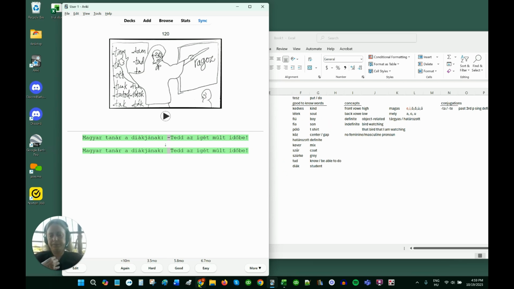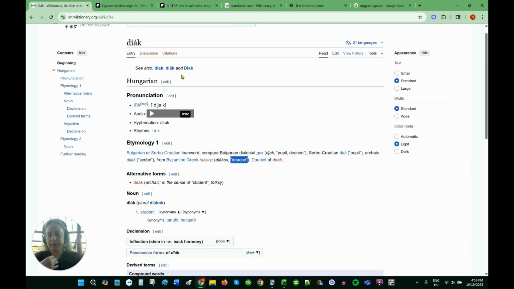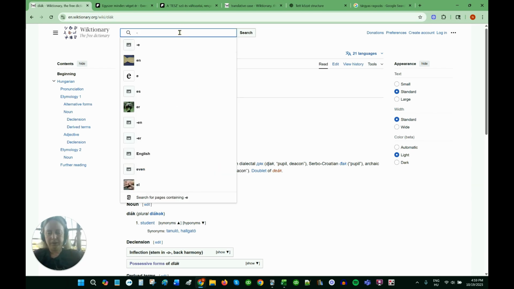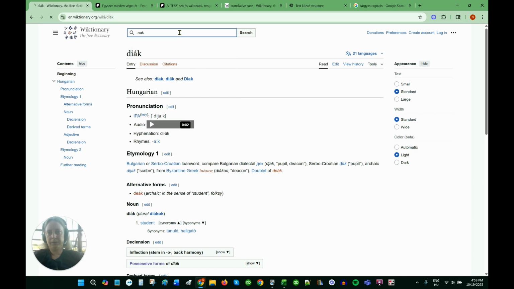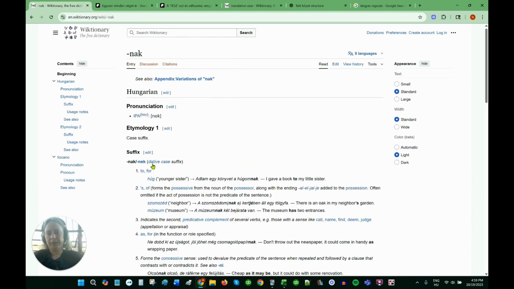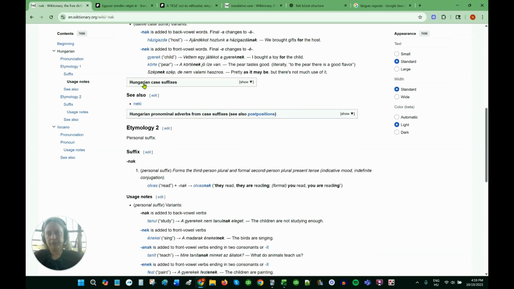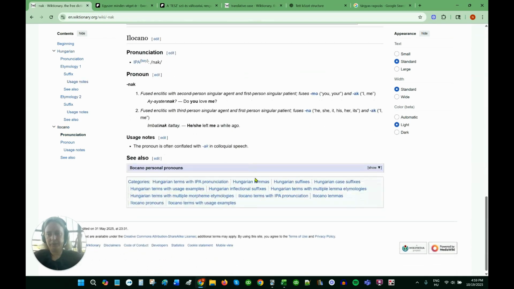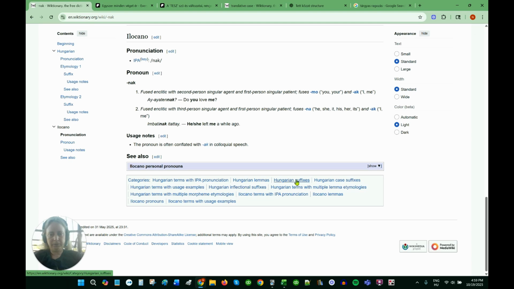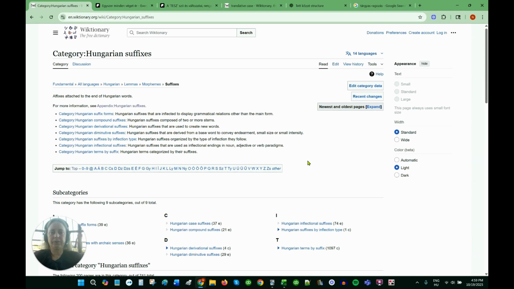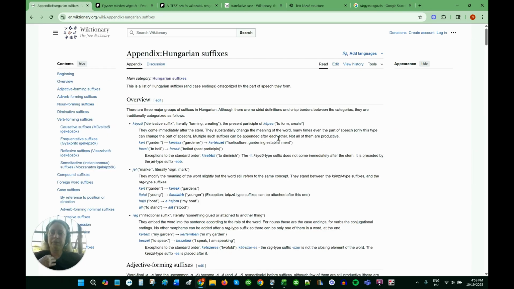Like if we look in the suffix, let's go back to the suffix page. Where was that page? Talking about suffix. First, let's look at nak. There's a suffix for you. It's the dative case suffix. Where's the page of all the suffixes? Hungarian suffixes here. This isn't the page that we liked. This is literally the suffixes, but not the page on suffixes. Here, appendix, Hungarian suffixes. There, we found it.